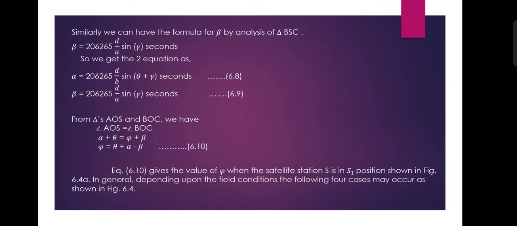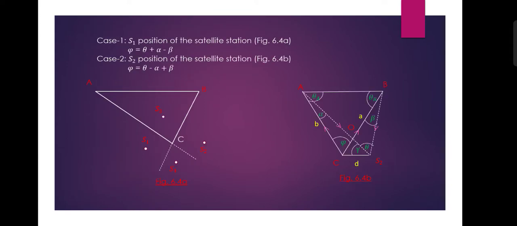Equation 6.10 gives the value of phi when the satellite station is in S1 position shown in figure 6.4a. In general, depending upon the field conditions, the following four cases may occur as shown in figure 6.4. We can see the first, 6.4a, we have solved. There can be four positions of the station in this. The first is S1, then S2, then S3 and S4. There can arise four cases, and the one case we solved earlier.